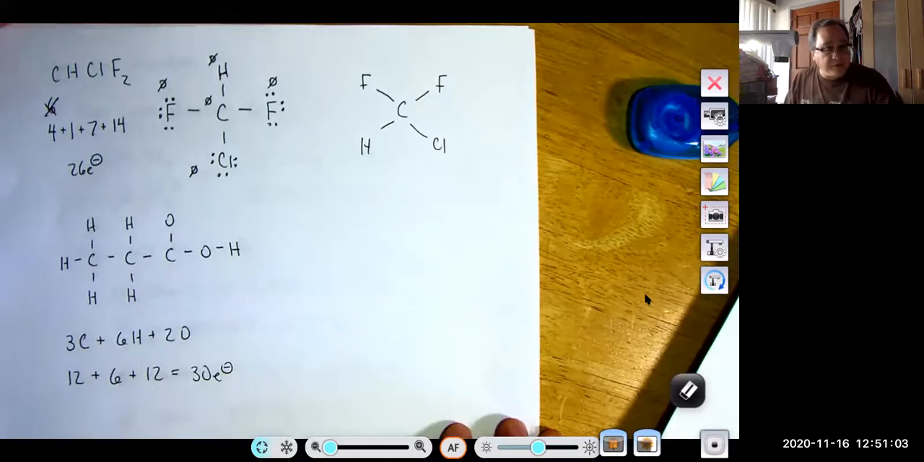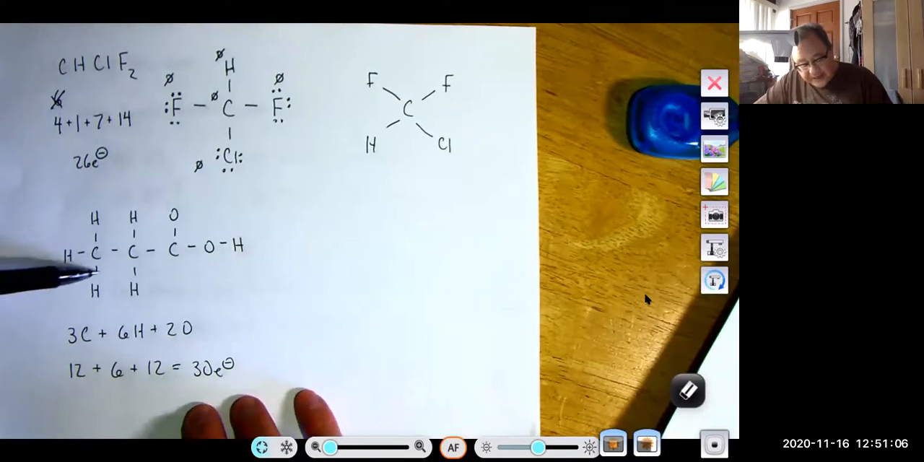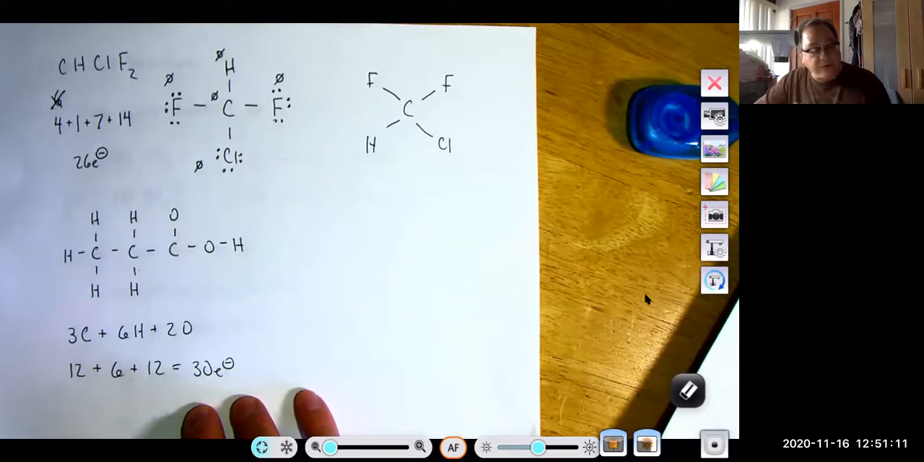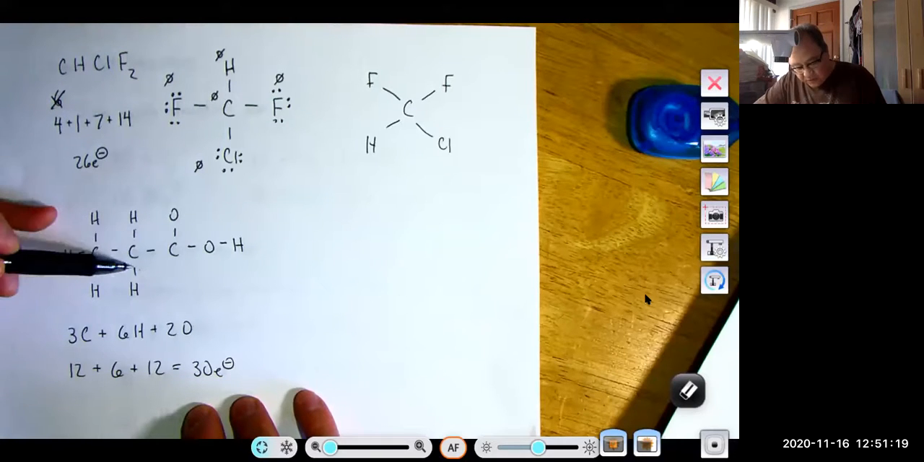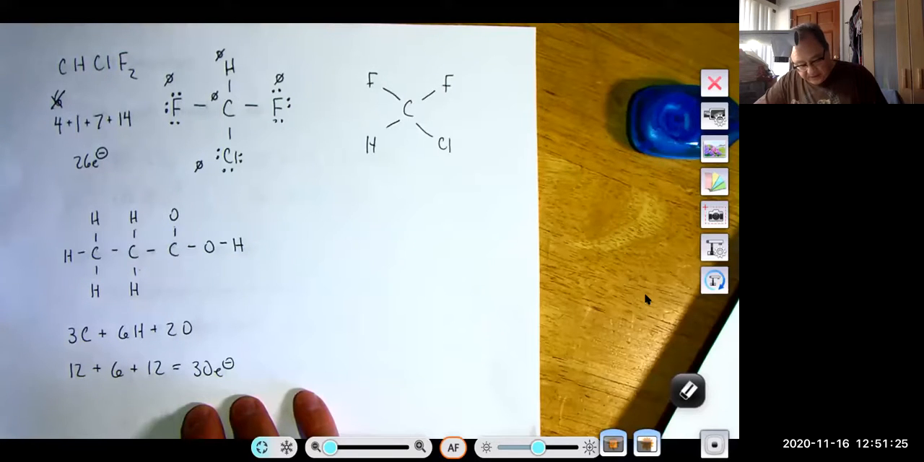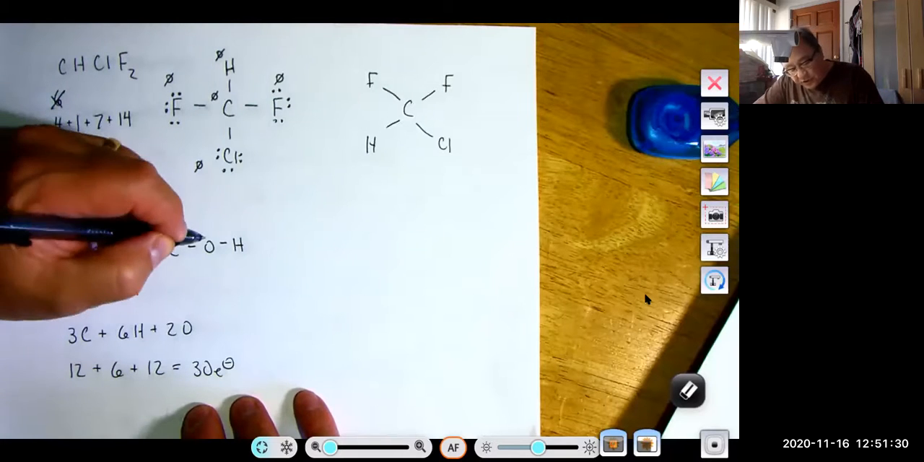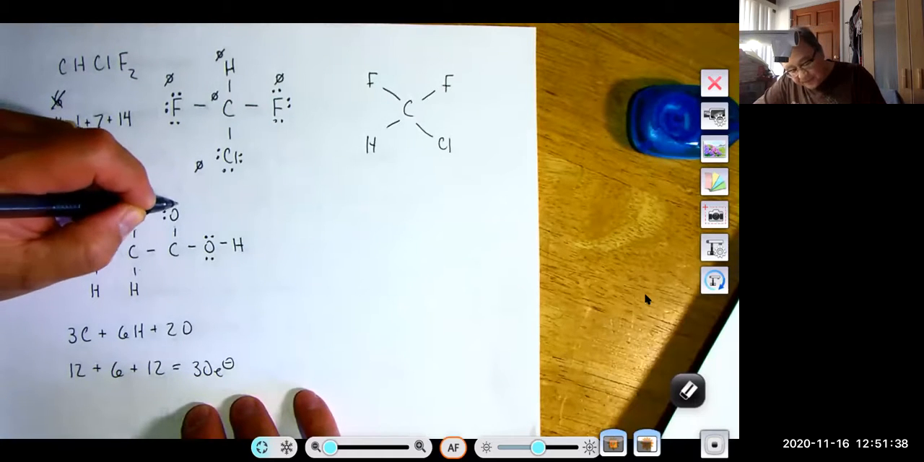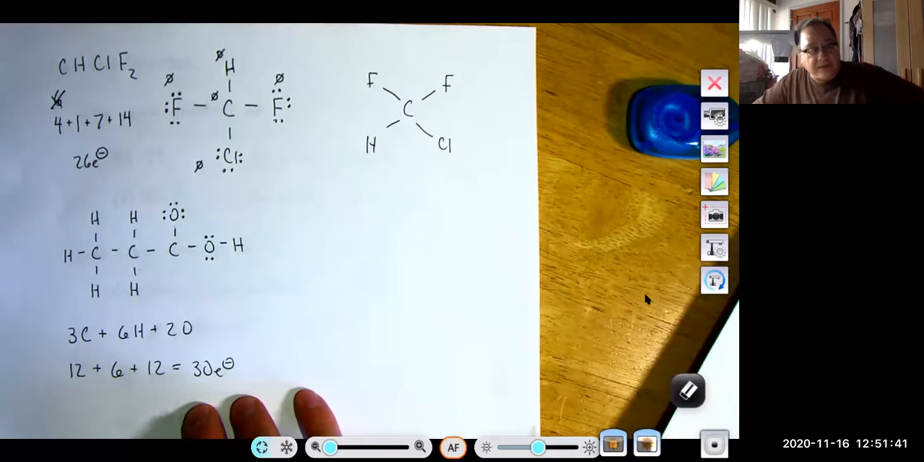So let's see how many we've used so far. 2, 4, 6, 8, 10, 12, 14, 16, 18, 20. We've used 20 electrons. Did I count that right? 2, 4, 6, 8, 10, 12, 14, 16, 18, 20. And we just have to add the rest in. So I'm gonna put 2 here and 2 here. So now we're at 24 electrons and we have 6 more, and I'm gonna do this. And we've used our 30 electrons.